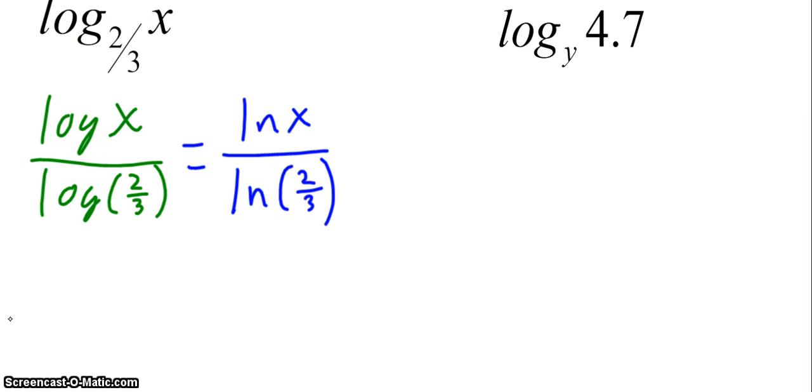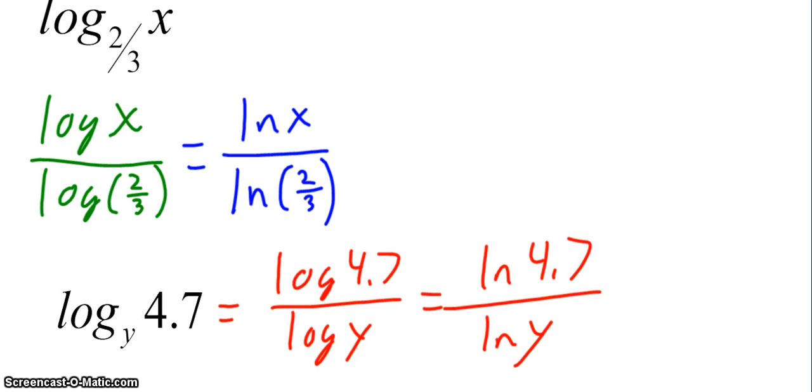So I want you to pause the video, change log base y of 4.7 into the common log and the natural log. Unpause when you're ready to check. Alright, hopefully that didn't take too long. This becomes log 4.7 over log y, or natural log 4.7 over natural log y.